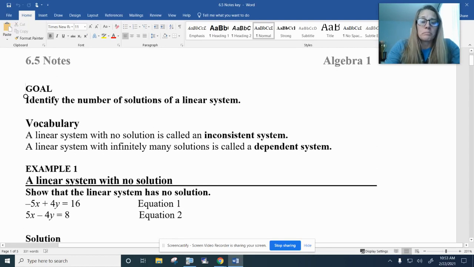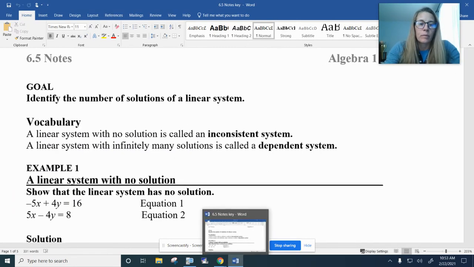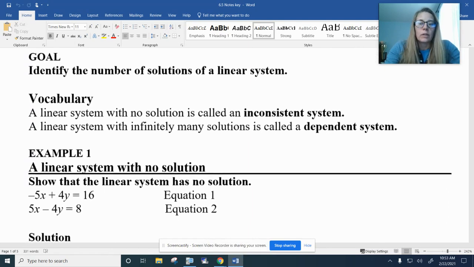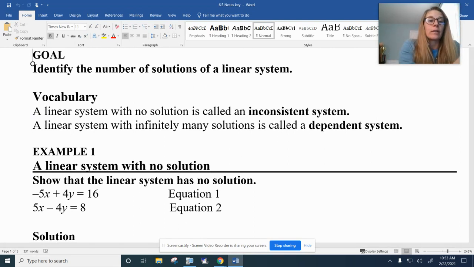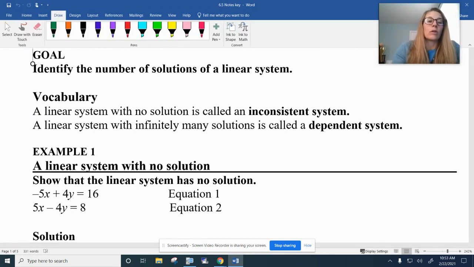Today's lesson, we are going to go over how to identify the number of solutions of a linear system. So we've done a lot of practice with solving linear systems that have one solution or one point of intersection if we're graphing them. But sometimes there are some that don't work out like that.